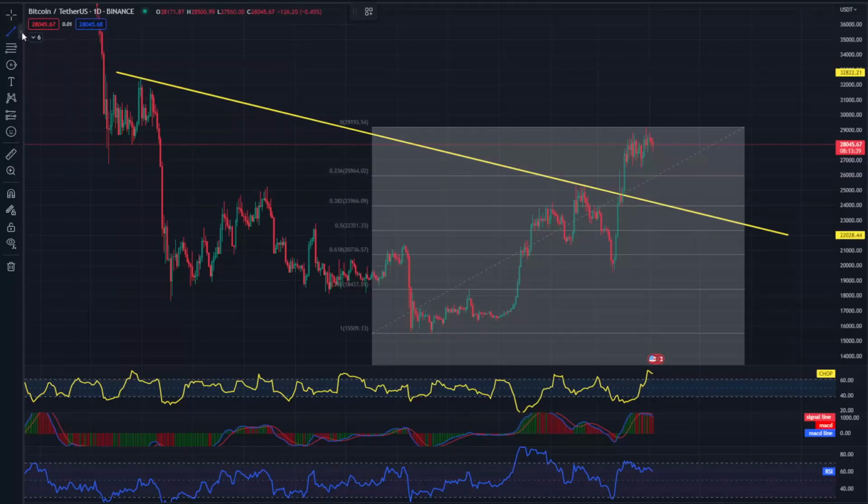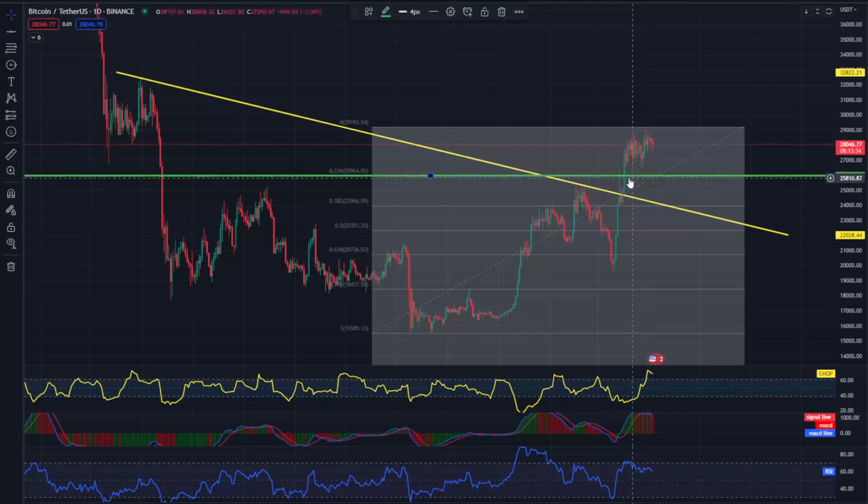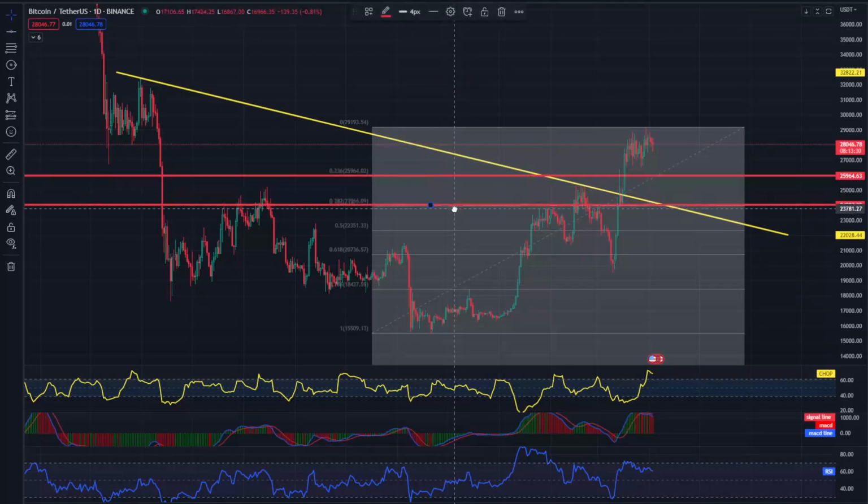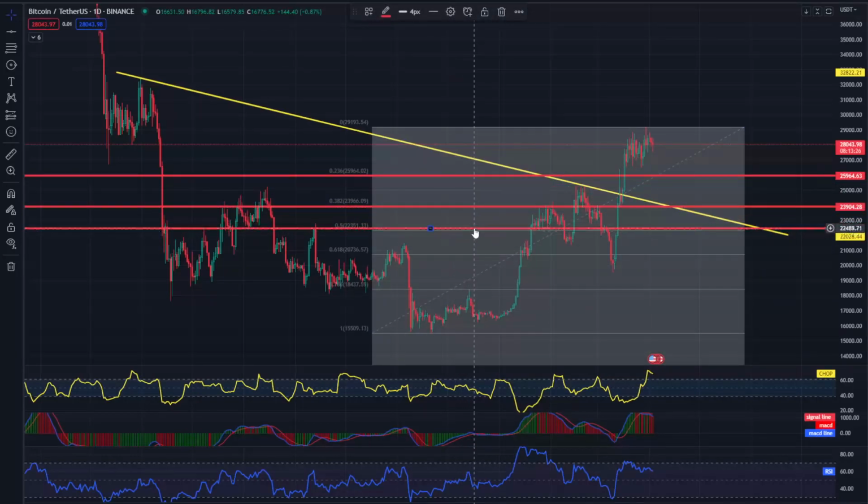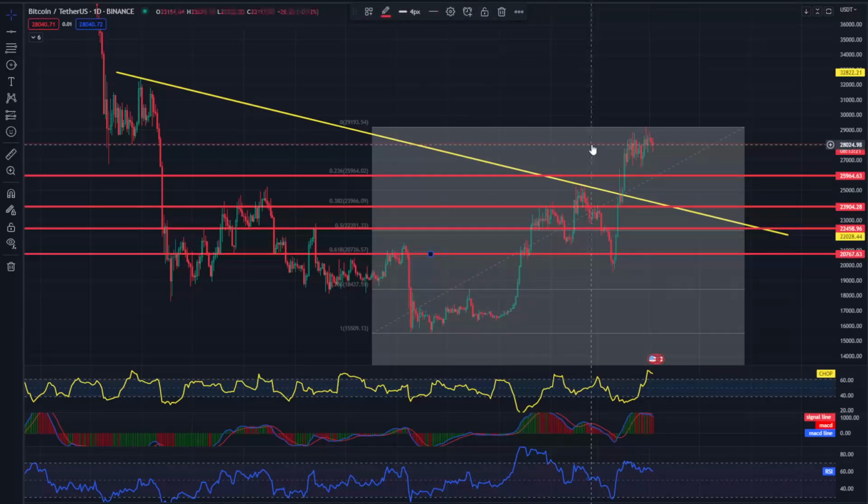And here it is worth first to mark the first support at $25,965. Then we have the second support at $23,905, the third support at $22,459, and then the fourth support at $20,768.